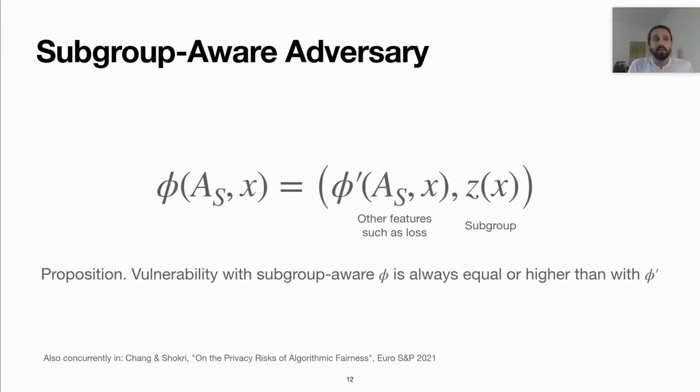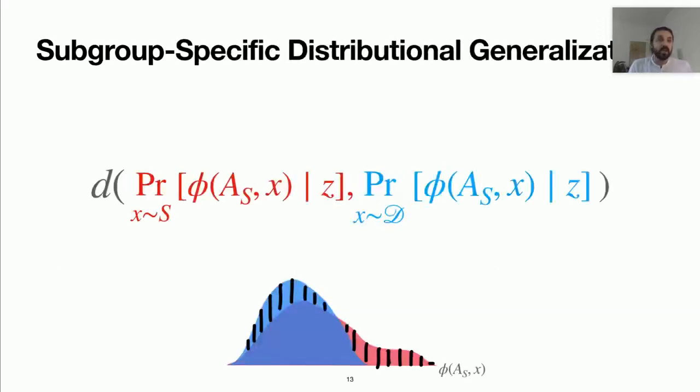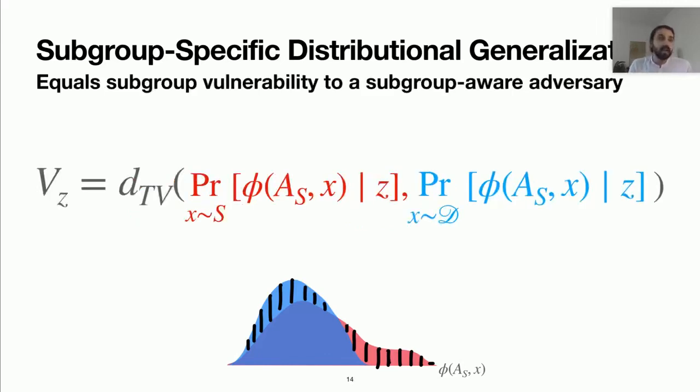We use this insight as a tool to connect subgroup vulnerability and distributional generalization. We can look at a subgroup-specific version of distributional generalization, which, as before, is the distance between train and test distributions, but this time the distributions are conditional on the subgroup, and as a technicality on the fact that the training data contains at least one example of the subgroup. Then we can show that the worst-case vulnerability to a subgroup-aware adversary, denoted as V sub z, is equal to the subgroup-specific distributional generalization gap. Because the subgroup-aware adversary always causes higher vulnerability in the worst case, subgroup vulnerability for any other adversary is upper bounded by this distributional generalization gap as well. And by the way, disparate vulnerability is simply the difference between the subgroup vulnerabilities for two subgroups. So it is sufficient to study subgroup vulnerability as an object.